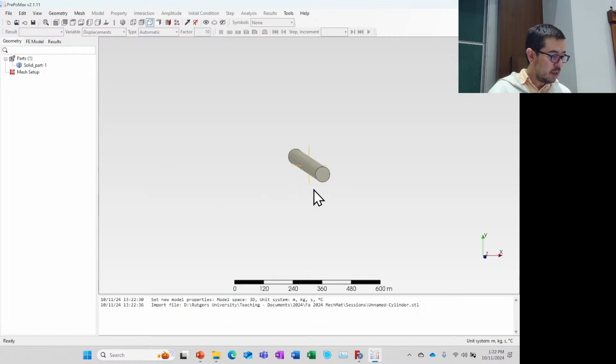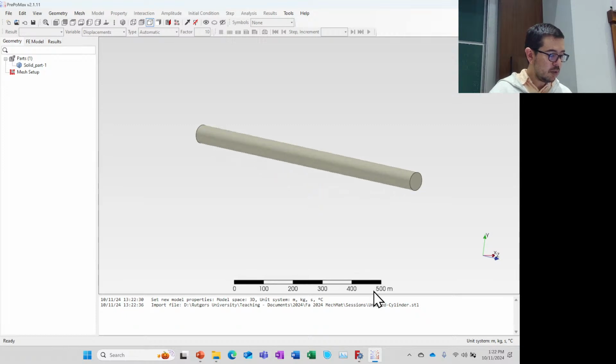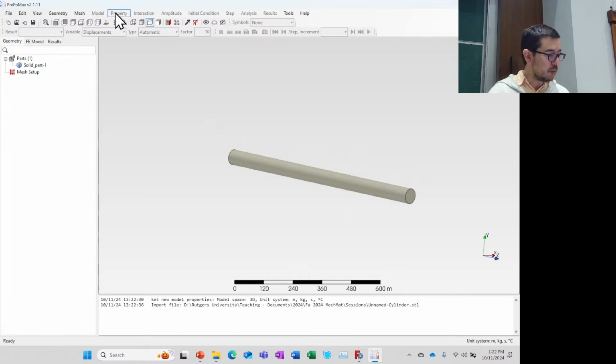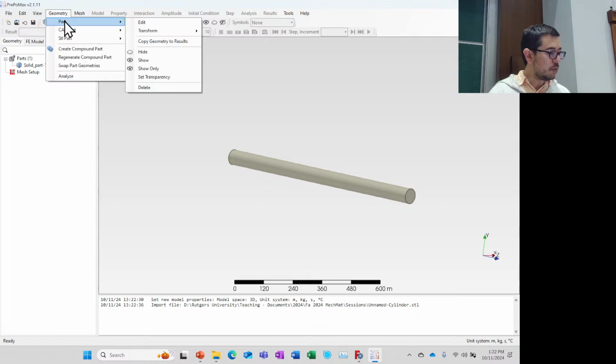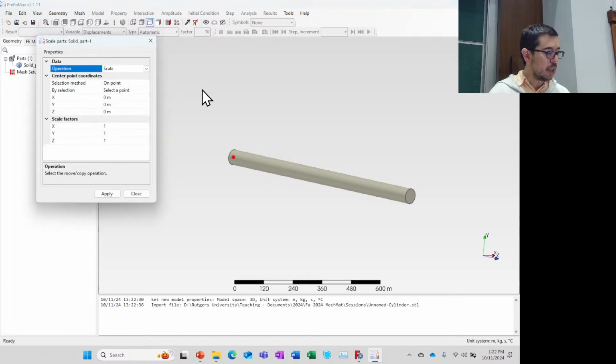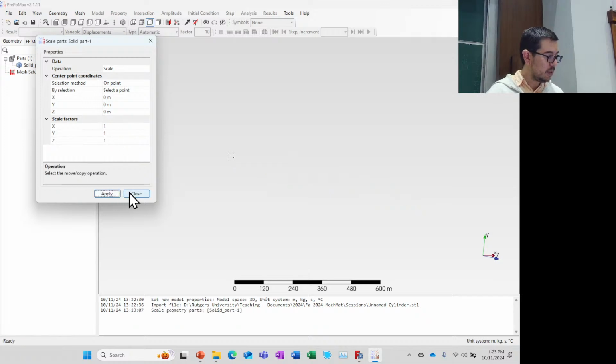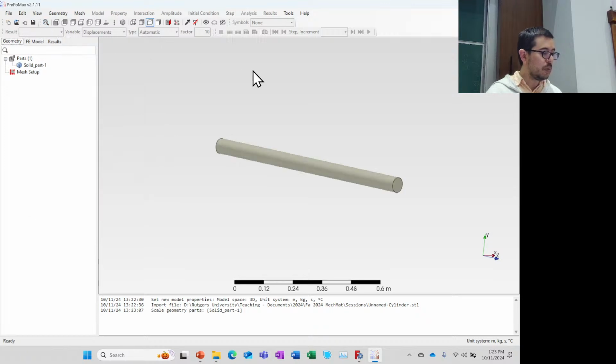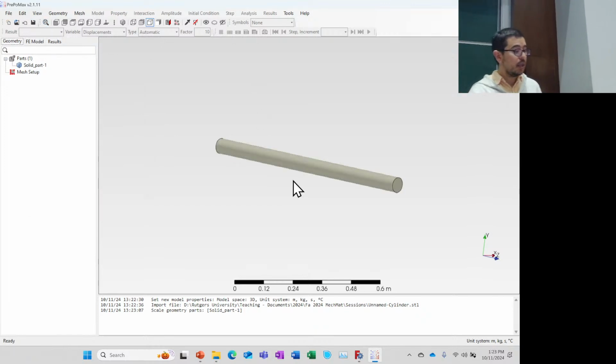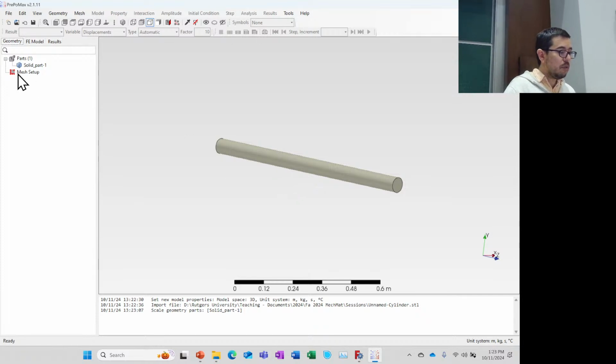This, once again, you remember how when we bring things in, often PrePoMax is using different units when it looks at STL files. This is not supposed to be 1,000 meters. It's supposed to be 1 meter in length. So we come to geometry, we go to transform, we go to scale, and then we're going to bring it down. Okay, apply, like this. It looks like it disappeared, but we can zoom in, and it's just like that. We can move downward in our work.